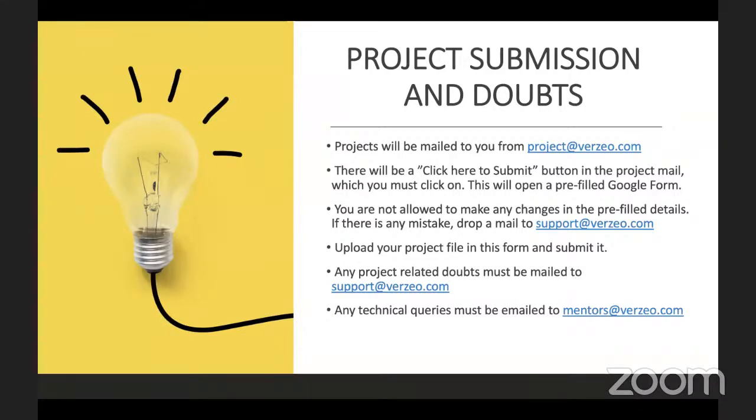For any project-related doubts that are not about the subject, but about the process of how to submit it, you can email us at support@verzeo.com, and for any technical queries you can drop an email at mentors@verzeo.com. So there are 4 email IDs here. Projects will be emailed to you from project@verzeo.com. For any issues regarding your pre-filled Google form or anything that you want to change, or if you're not able to submit properly, not able to connect, or you're stuck, you can email us at support@verzeo.com. Any technical queries must be emailed to mentors@verzeo.com.